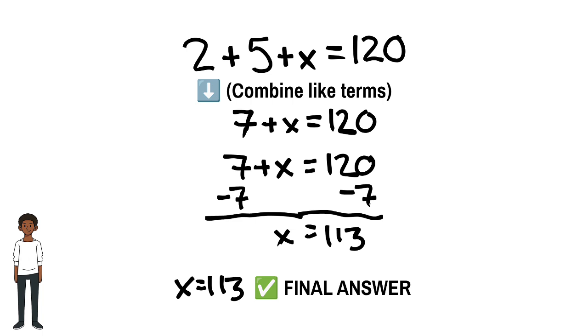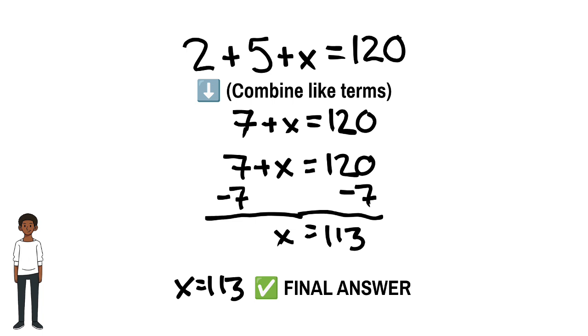First, combine the numbers on the left. 2 plus 5 equals 7. This simplifies the equation to 7 plus x equals 120. Next, to isolate x, perform the inverse operation. Subtract 7 from both sides. 7 minus 7 equals 0, leaving x alone on the left. On the right, 120 minus 7 equals 113. So our solution is x equals 113.